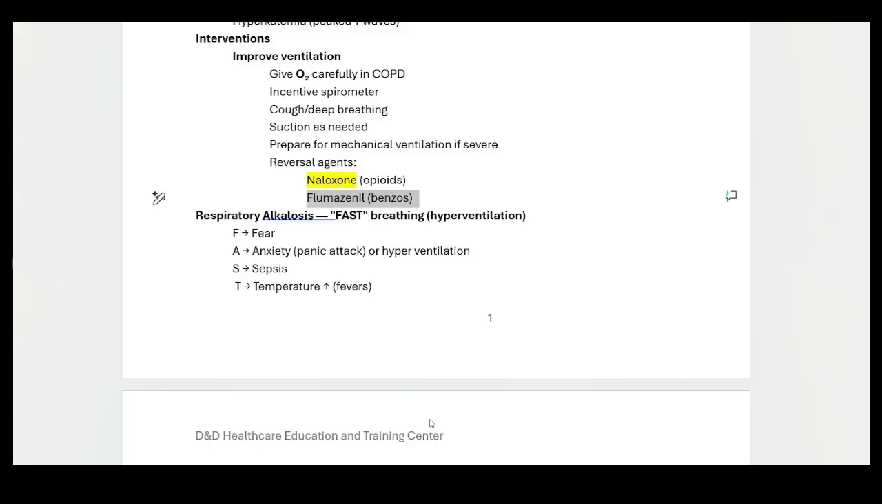What are some of the things that will cause somebody to be hyperventilating? One of them is panic attack. Think about anxiety. When the person is afraid of something, they begin to hyperventilate. In the process, they are breathing out all the carbon dioxide. This is going to cause the pH to go up. And when the pH goes up, we say that the person is in respiratory alkalosis.